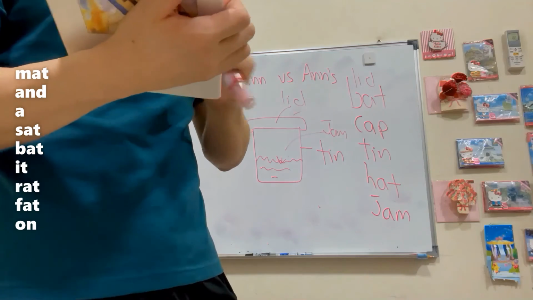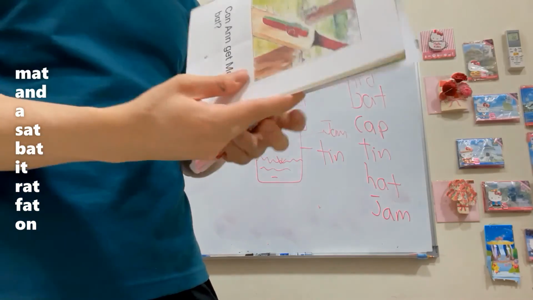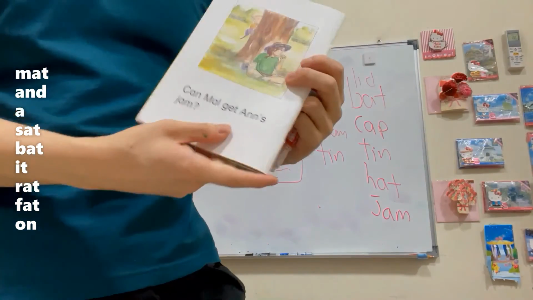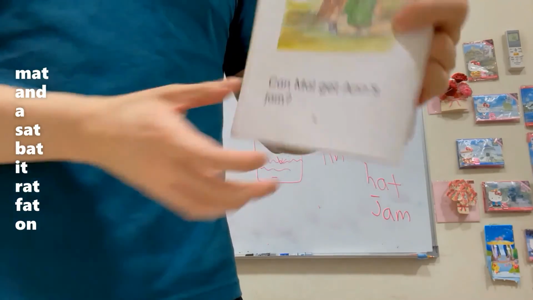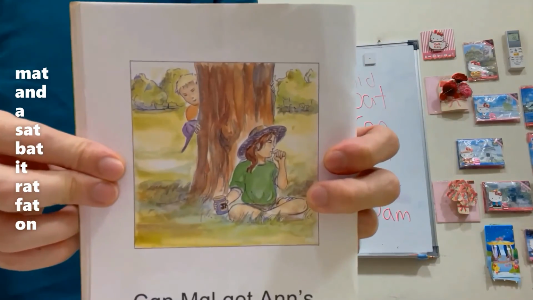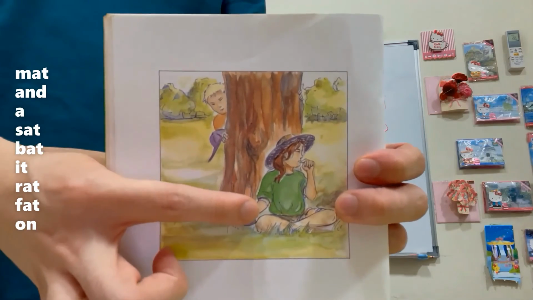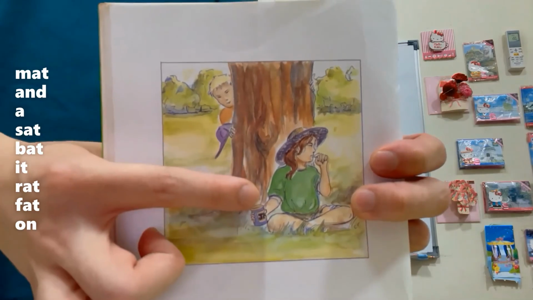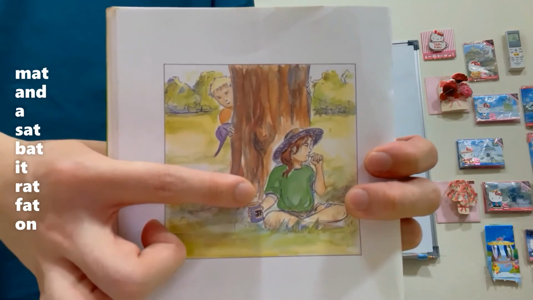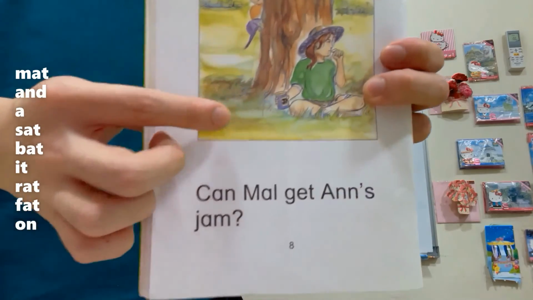Now let's move on to the next one, which is this one. Now you look at the picture. So the boy is trying to do something to the girl. The boy is trying to do something to the girl. So what is he trying to do? We'll find out here.